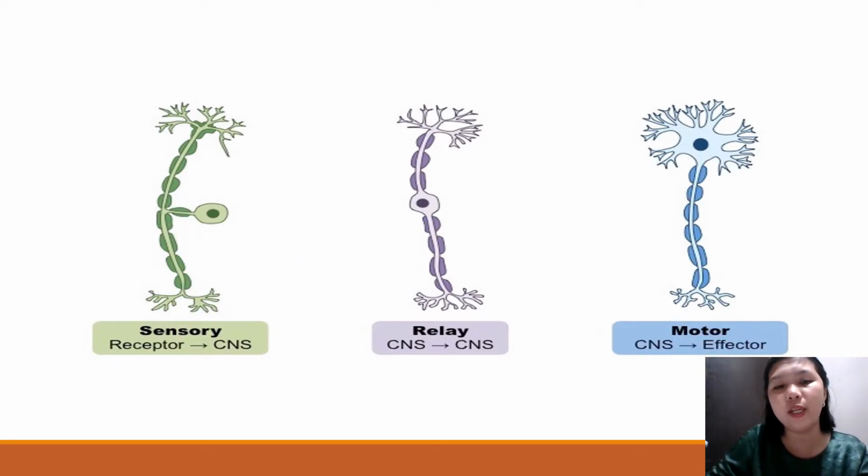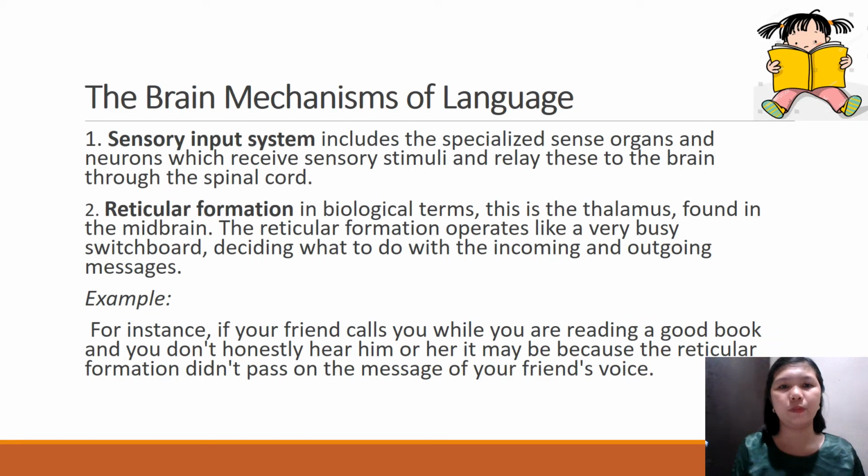The first one is the receptor neurons or sensory neurons. The second one is the connector neurons or relay neurons. The last one is the effector or motor neurons. The brain mechanism of language. The first one is the sensory input system.